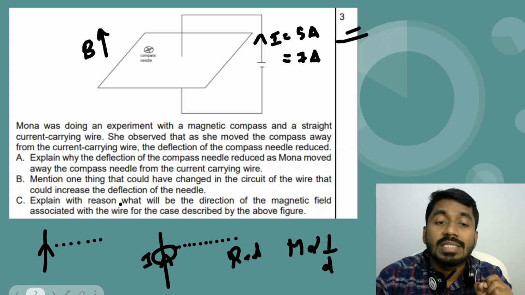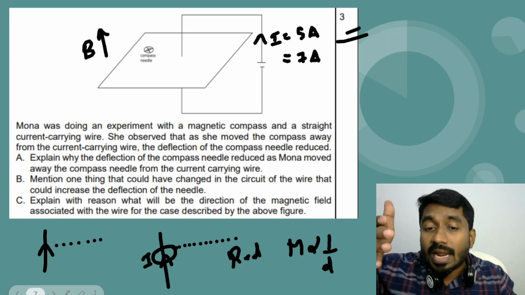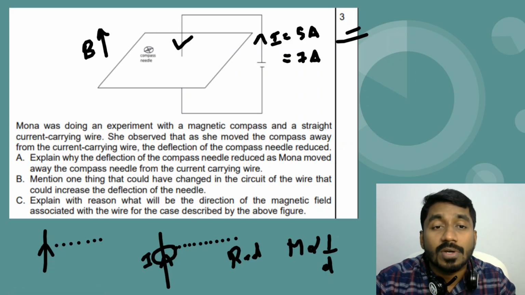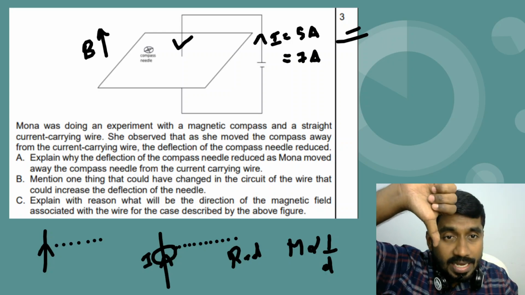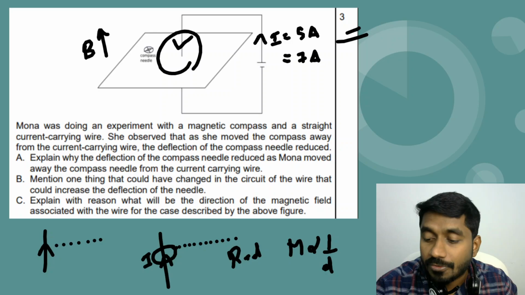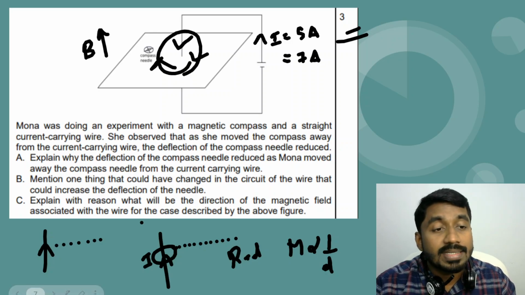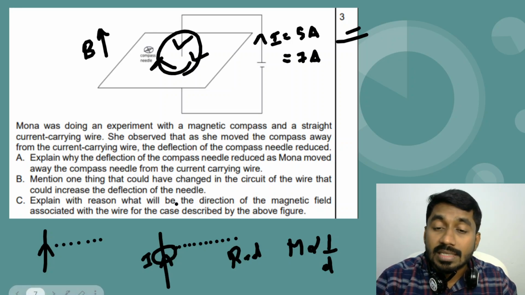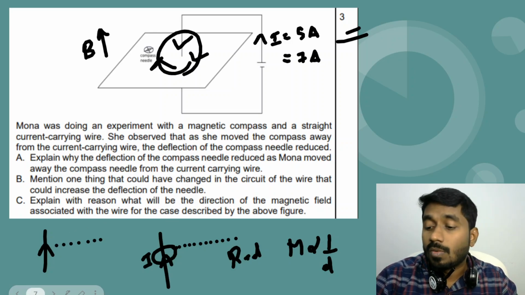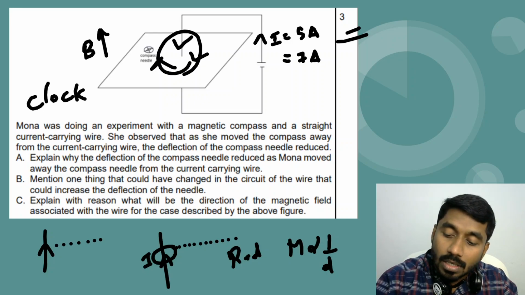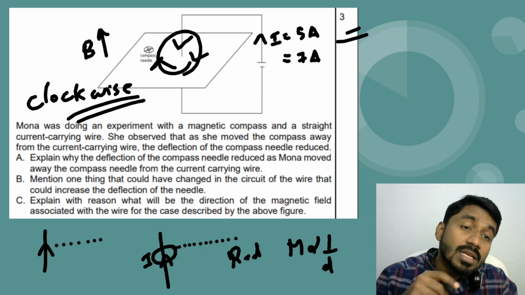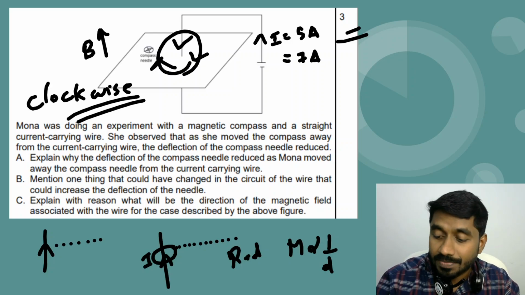Explain with reason what will be the direction of the magnetic field. So use the right hand thumb rule. Place your right hand in the direction of current. So here what is the direction of current? It is downward. So when you place your hand towards downwards, you will get the option as clockwise. You will get the magnetic field in the direction of clockwise. So what is the answer for the C question? Explain with the reason. What is the reason? Right hand thumb rule. What is the direction of magnetic field? It is clockwise. I hope that point is clear. The direction of magnetic field is clockwise in this case. Clear everyone? Okay.